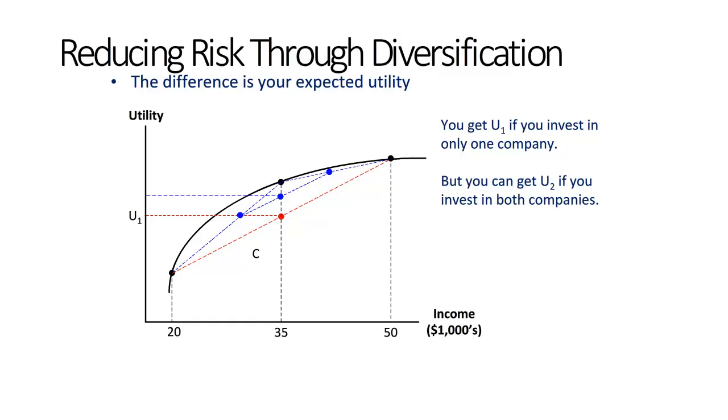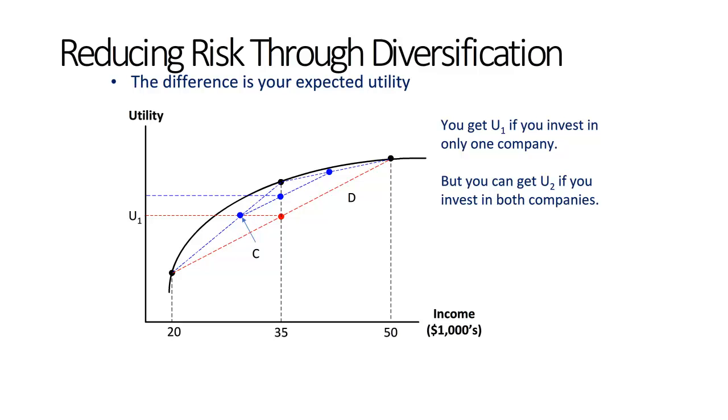If you invest in only one company, you end up at the red point with U1 as your expected utility. Let's consider a diversified strategy where you buy 7,500 shares of stock in each company. There are 4 possible outcomes as seen in the previous slide, and they are all equally likely. Your goal is to understand how the reduction in risk results in a utility gain to diversification, and that's going to require a little ingenuity here.